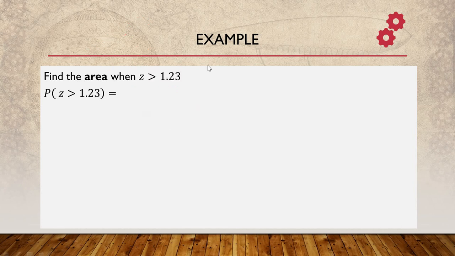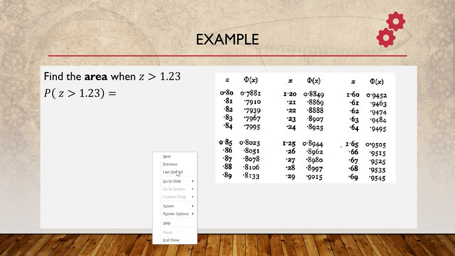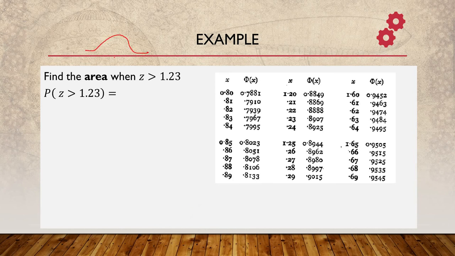Okay, to the right of 1.23. So 1.23 is almost the same position as 1.10. Let's say it's here. So you want to the right, so this small tail, this is what the table gives. Total area is 1, so 1 minus 0.8907. Okay, so the answer will be 0.1093, correct?